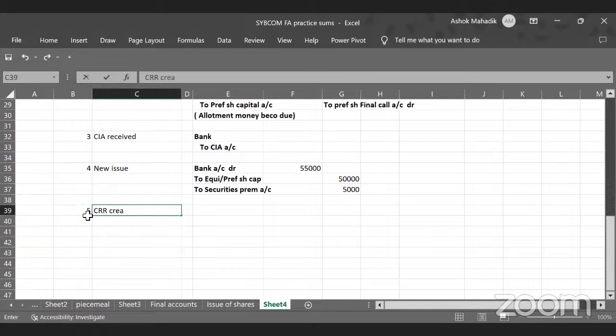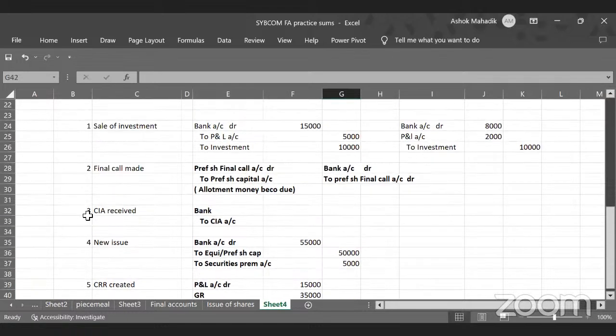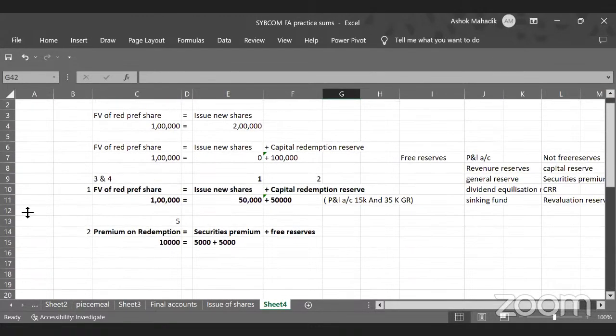CRR created. Entry will be PNL account debit. PNL used was 15,000, right? General reserve 35,000. To capital redemption reserve. How much? 50,000. Clear? So we have fulfilled the condition. Now we can go for the redemption. Clear? So this 1 and 2 are done.